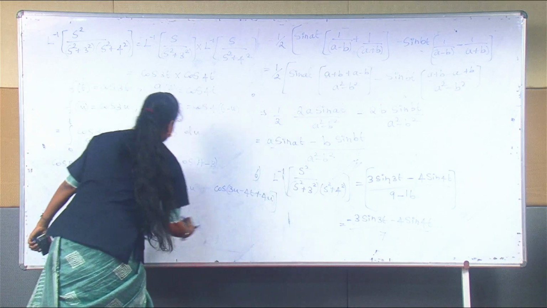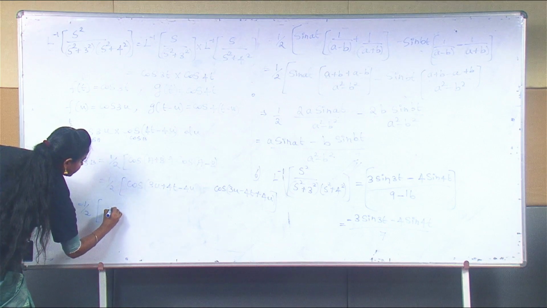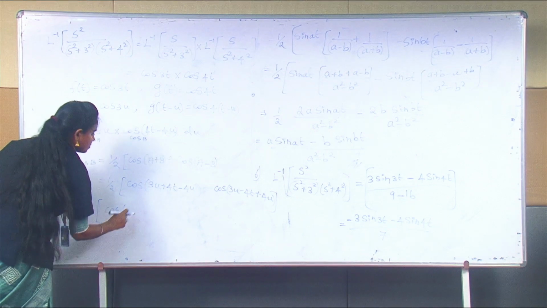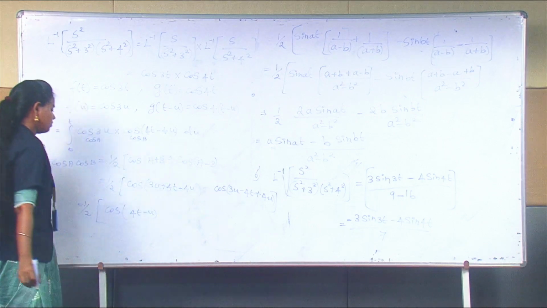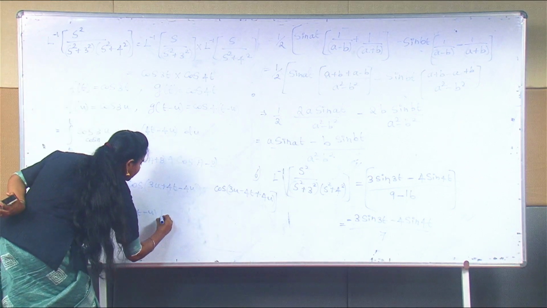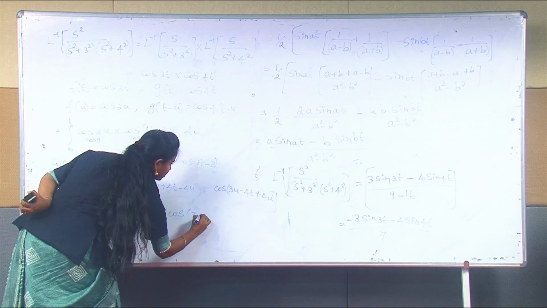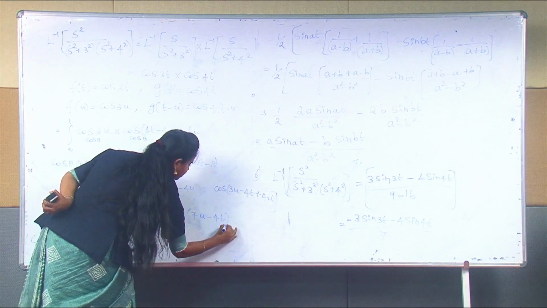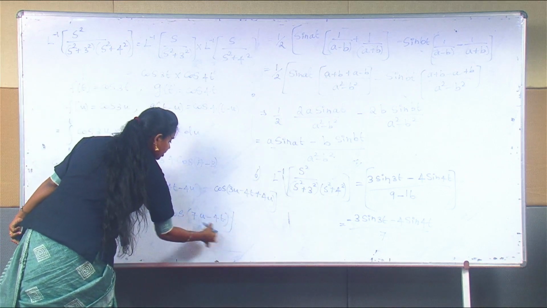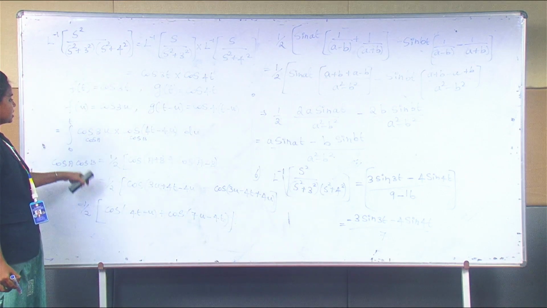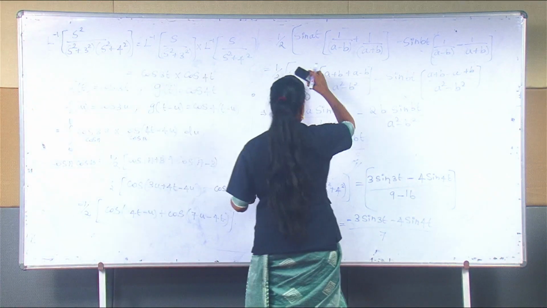What are we having? Cos of (minus 4t minus u) here. And we are having cos of (7u minus 4t). So this is what we got finally. We are going to substitute this in the integration. So what is your integration? We will see that.